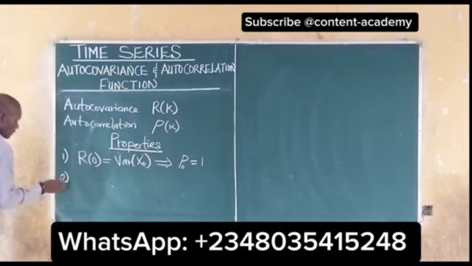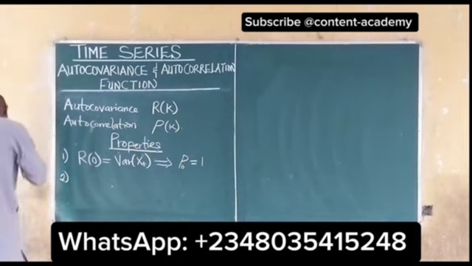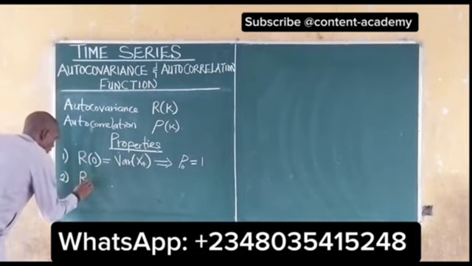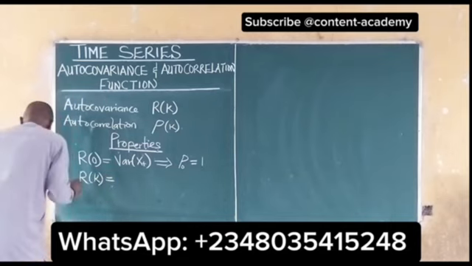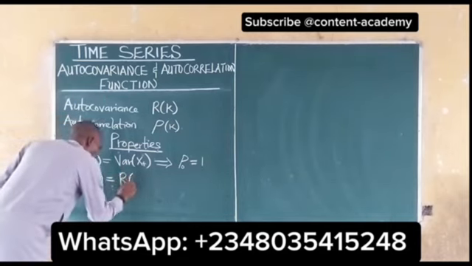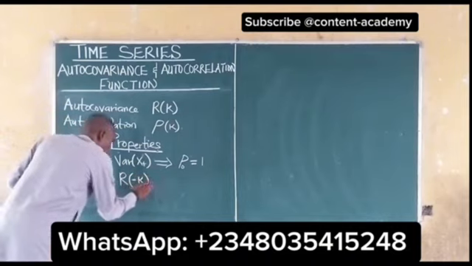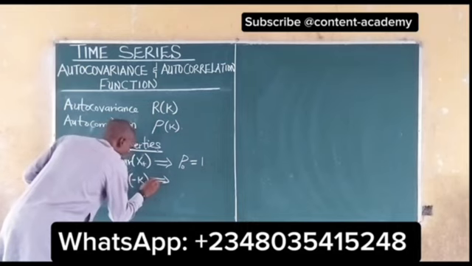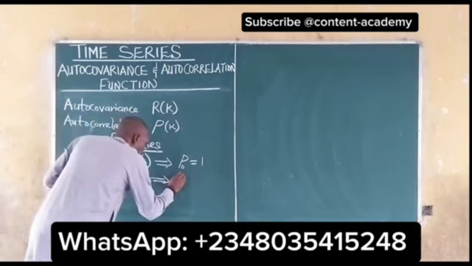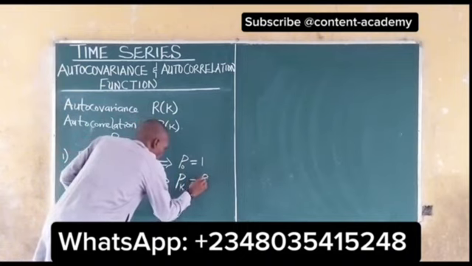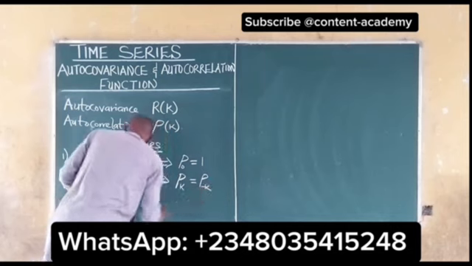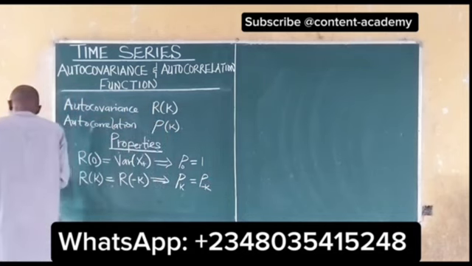The second property we have is that our autocovariance R_k is equal to R_(-k), which also implies that ρ_k is equal to ρ_(-k). You can call it like that.